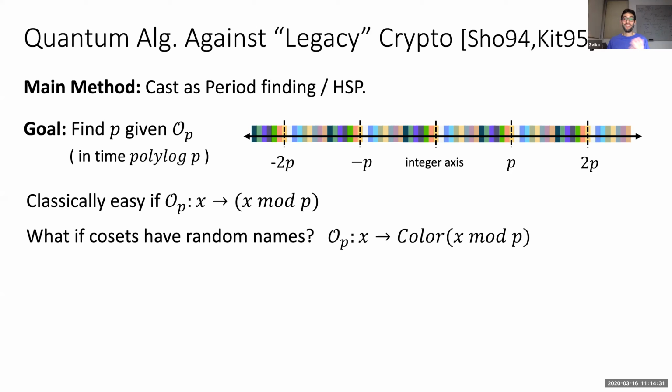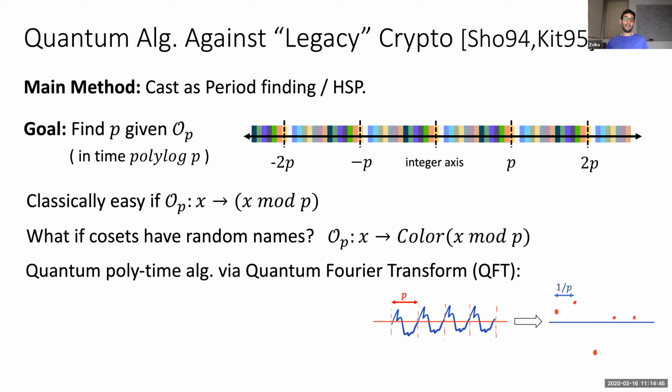And now this is a harder task. And indeed, classically, you actually cannot do it in polynomial time, in polylog p time. But it turns out that this is where quantum algorithms actually have an advantage. And the way that quantum algorithms solve this problem in polynomial time is using a technique known as the quantum Fourier transform. I'm not going to define the Fourier transform. I assume that the vast majority of the audience know what it is.